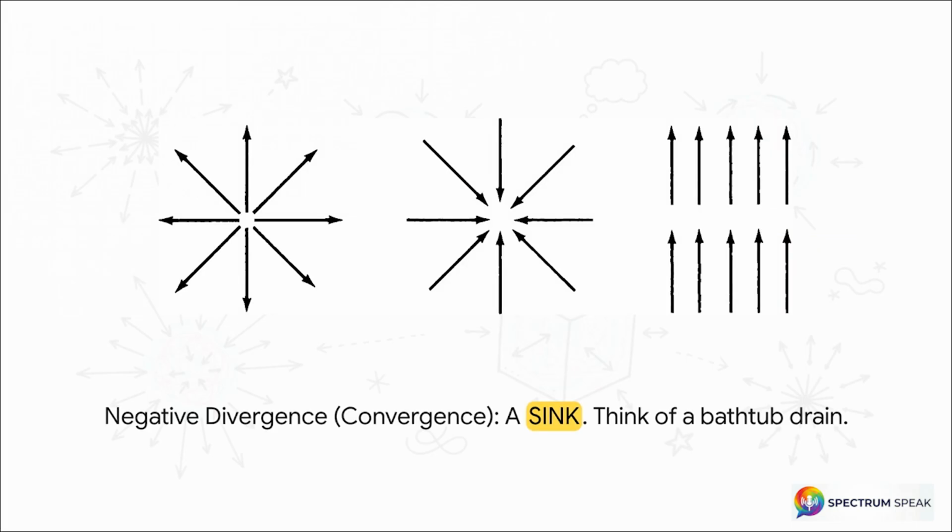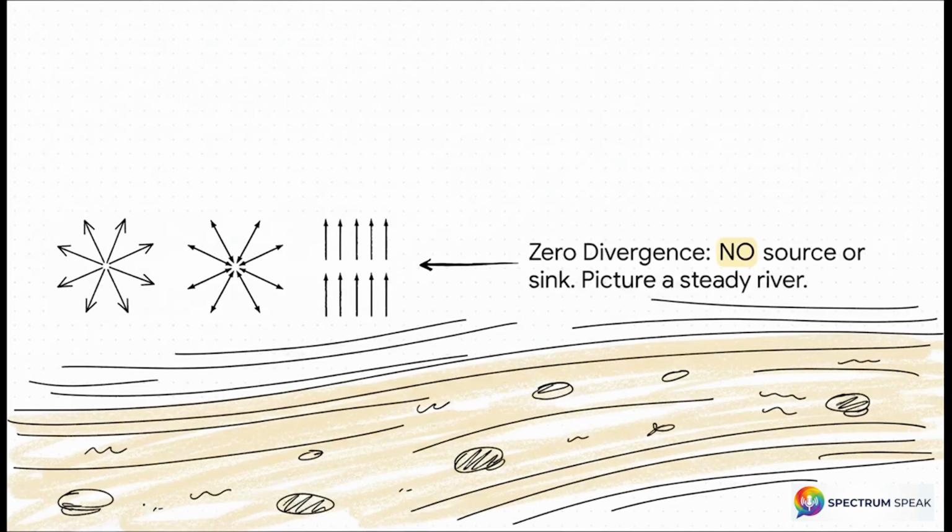Okay, so what about the opposite? Negative divergence. You might also hear it called convergence. This is exactly what it sounds like. You've found a sink. More stuff is flowing into a point than is flowing out. The classic example, a bathtub drain. All the water in the tub is heading towards that one spot, and poof, it's gone. It terminates there. That spot has negative divergence. So, we've got positive for sources, negative for sinks.